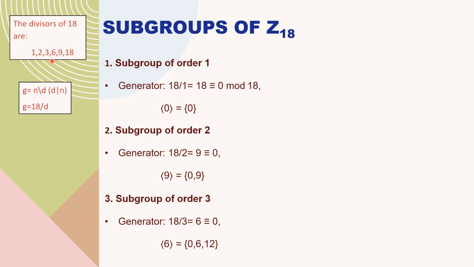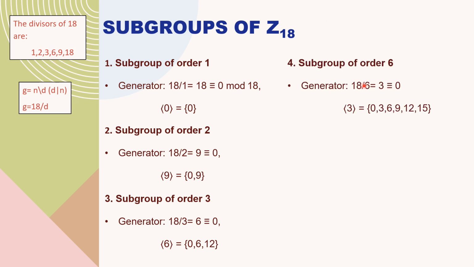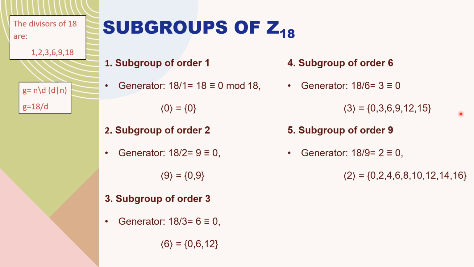Similarly, perform for 6, 9 and 18. For 6, the order is 6, which is D. Generator n by d, 18 by 6, is equal to 3. Now we have to see what are all the elements from Z18 generated by 3, which will give us the next subgroup. That is 0, 3 plus 3 is 6, 6 plus 3 is 9, 9 plus 3 is 12, 12 plus 3 is 15, 15 plus 3 is 18, which is 0. So these are all the elements from Z18 generated by 3.